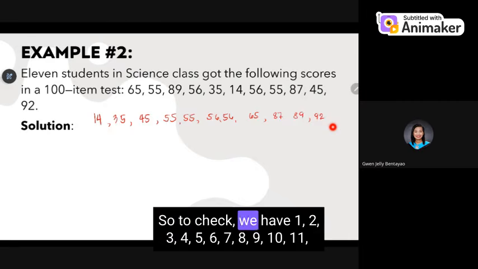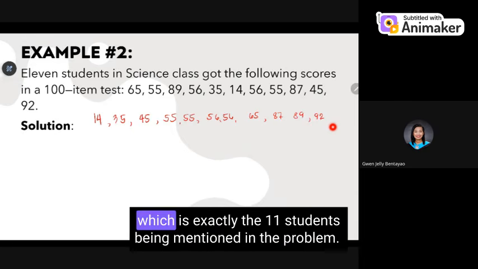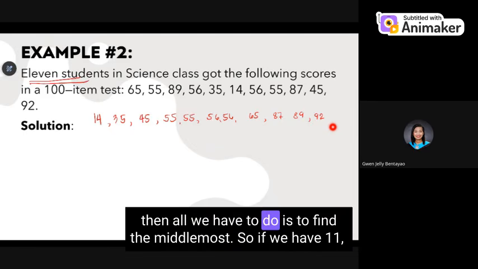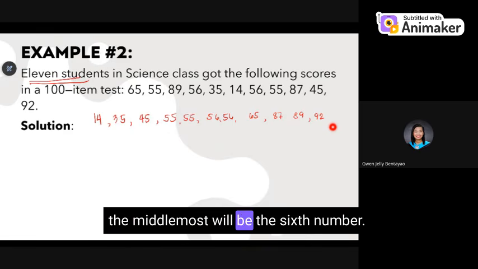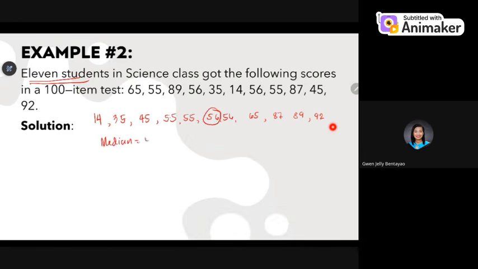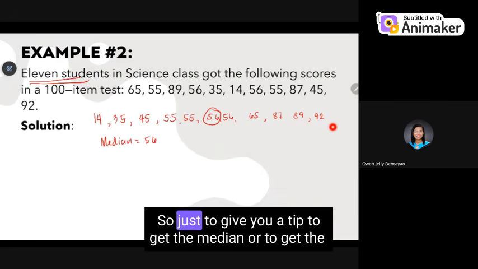So to check, we have 1, 2, 3, 4, 5, 6, 7, 8, 9, 10, 11, which is exactly the 11 students being mentioned in the problem. So since this is an odd number data set, all we have to do is to find the middlemost. If we have 11, the middlemost will be the 6th number. So 1, 2, 3, 4, 5, 6. That means our median is 56.